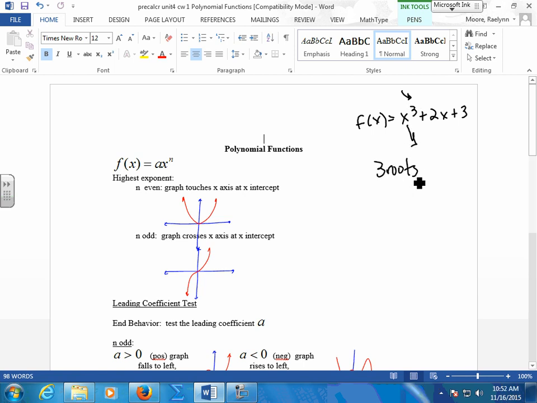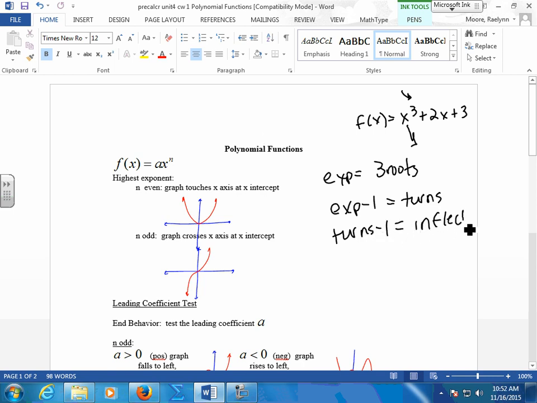And we have another little thing to say. We're going to take the exponent minus 1. This tells us how many turns. You might want to add this to your sheet. Then we're going to take the turns minus 1, and this tells us how many inflection points we get. So we can tell a lot about your function just by looking at what the highest exponent is.